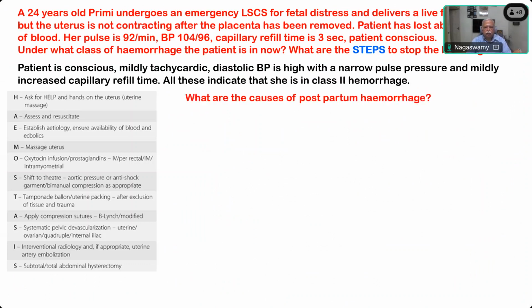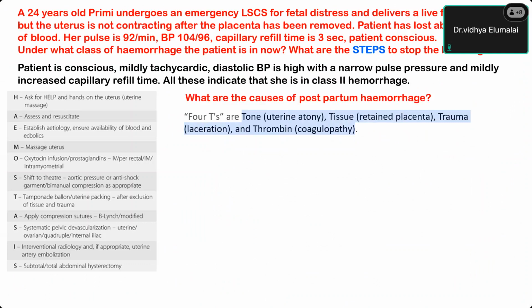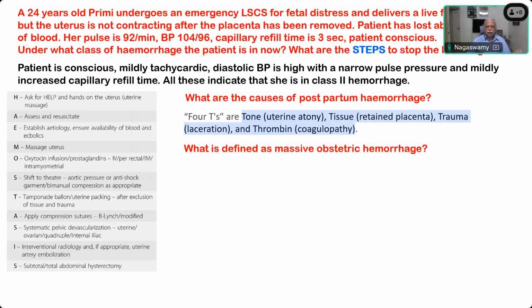What are the causes of postpartum hemorrhage? 4 T's, sir. Tone, tissue, trauma, and thrombin. Good. What is defined as massive obstetric hemorrhage? What are all the criteria to say there is a massive obstetric hemorrhage?